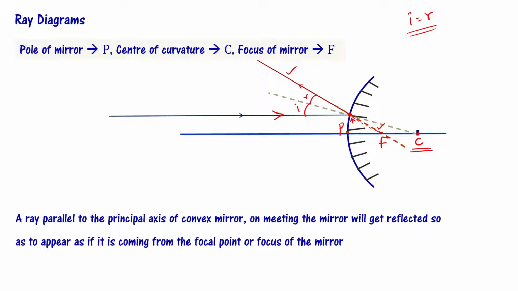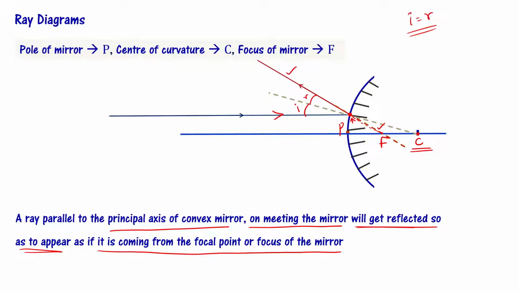A ray parallel to the principal axis of a convex mirror, on meeting the mirror, is going to get reflected so as to appear, please note this, so as to appear as if it is coming from the focal point or the focus of the mirror. మీరు చూస్తే కనుక అది ఎలా అంటే ఫోకస్ అనే ఫోకల్ పాయింట్ ఆర్ ఫోకస్ ఎఫ్ ఉంది కదా, అక్కడి నుంచి వస్తుందేమో రే అన్నట్టు అనిపిస్తుంది. అర్థమైందా? This is one interesting thing.